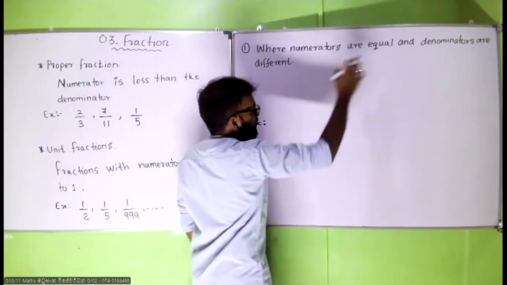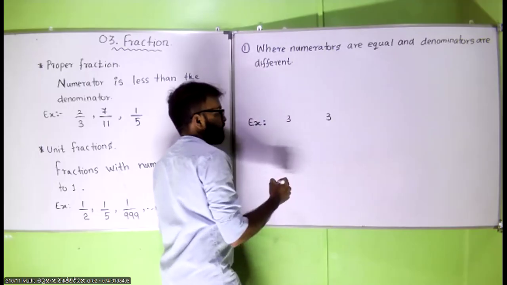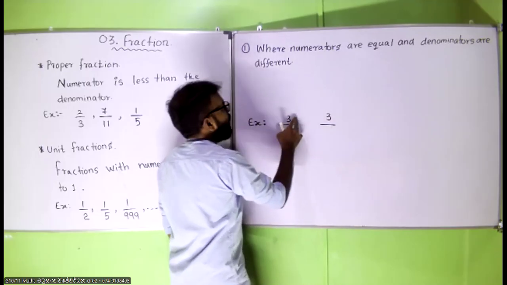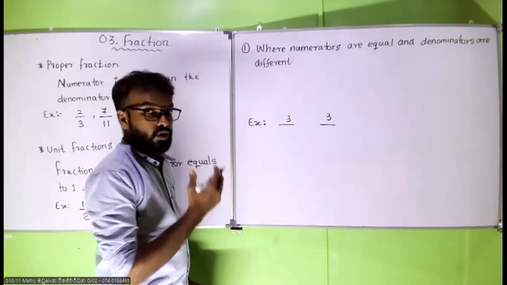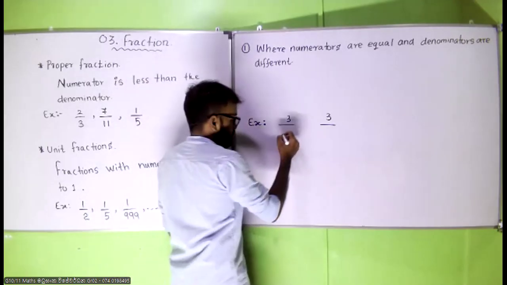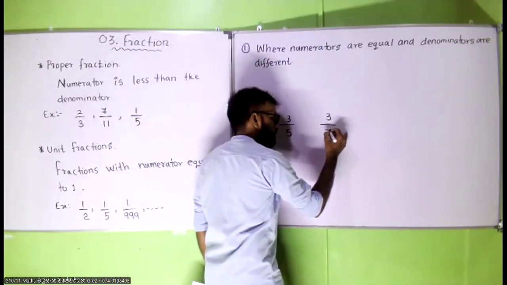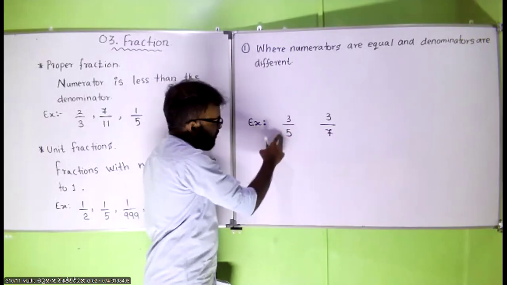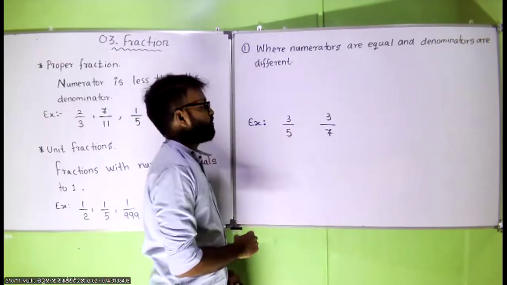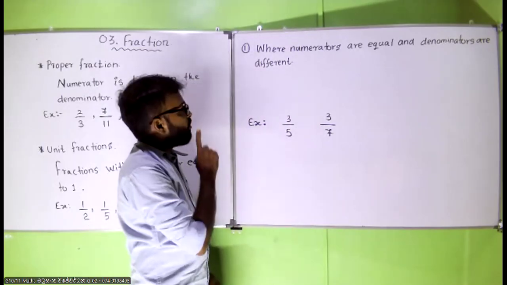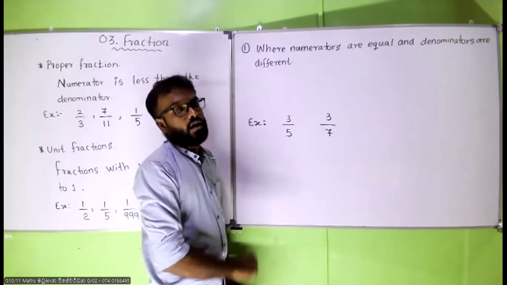Where numerators are equal, I will take two fractions, 3 and 3. Now this is my numerator. Numerators are equal, 3 and 3. Denominators are different. So I will take this as 5 and this as 7. So this is 3 upon 5 and this is 3 upon 7. Perfectly matched for our case. Numerators are equal, denominators are different, 5 and 7. In this kind of situation, how are we going to compare?